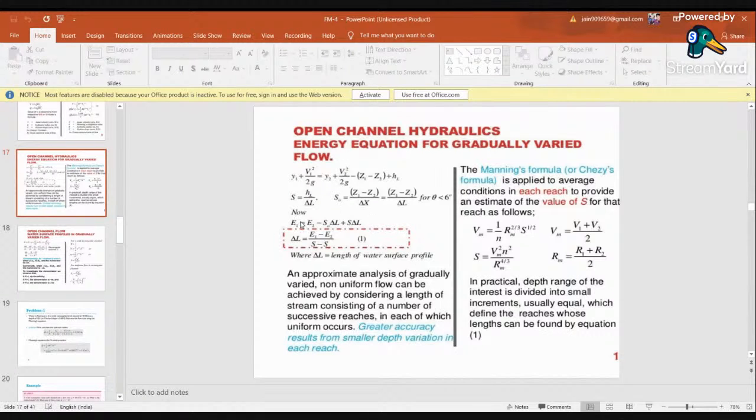So for calculating the energies with respect to the given slopes, we have to divide this section into multiple lengths and then calculate, so we get an accurate result. We have Manning's equation and Chezy's equation. By using these two equations, you can calculate the average conditions for the given slopes.